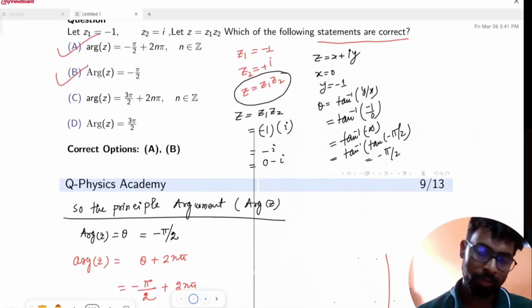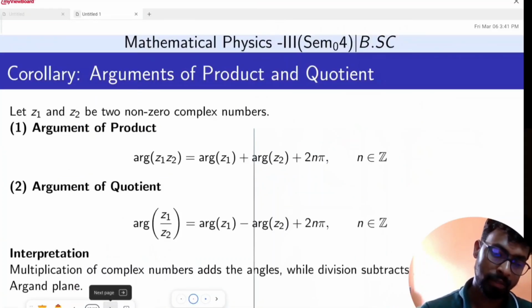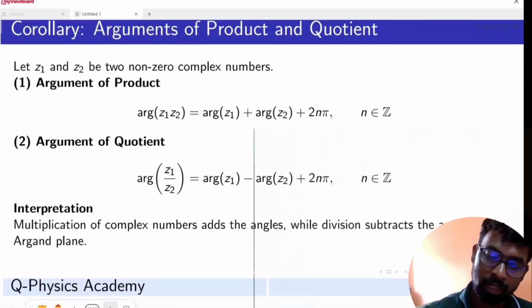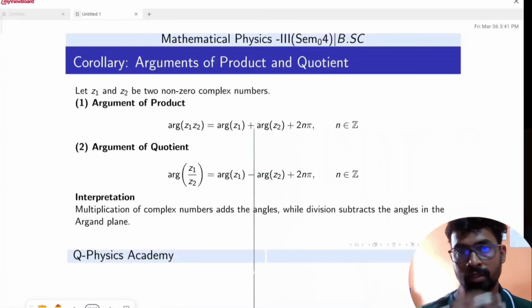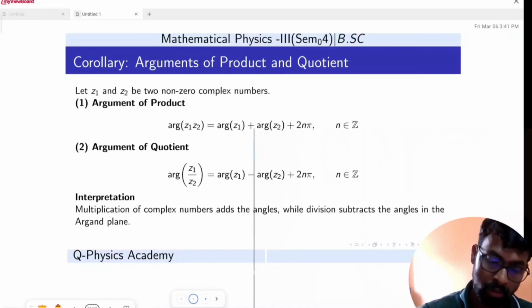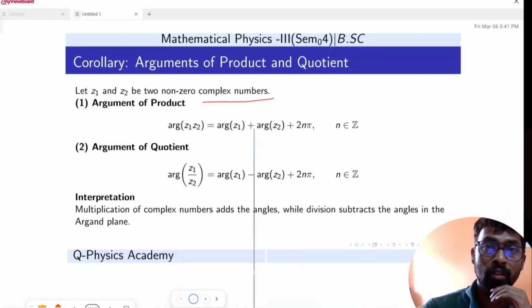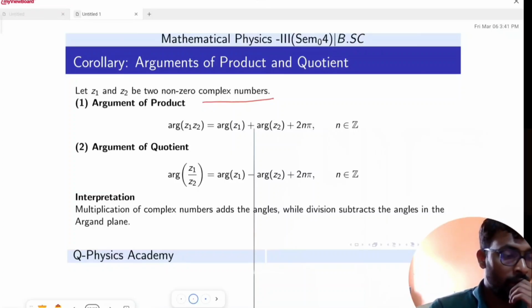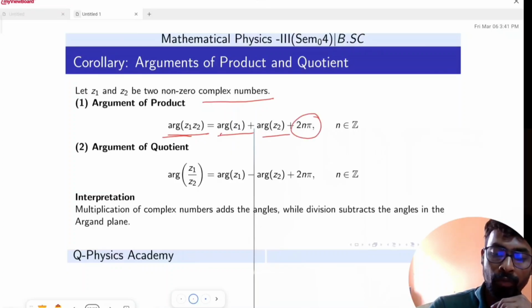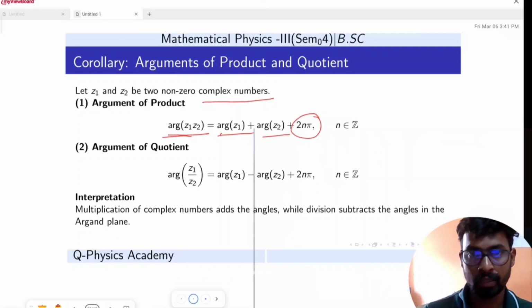Okay, try to understand the next part. This is the corollary, and here I'm summarizing the part. Let z1 and z2 be two non-zero complex numbers. The argument of the product z1 z2 is the argument of z1 plus the argument of z2 plus 2n pi, and n has some value, as we also discussed.